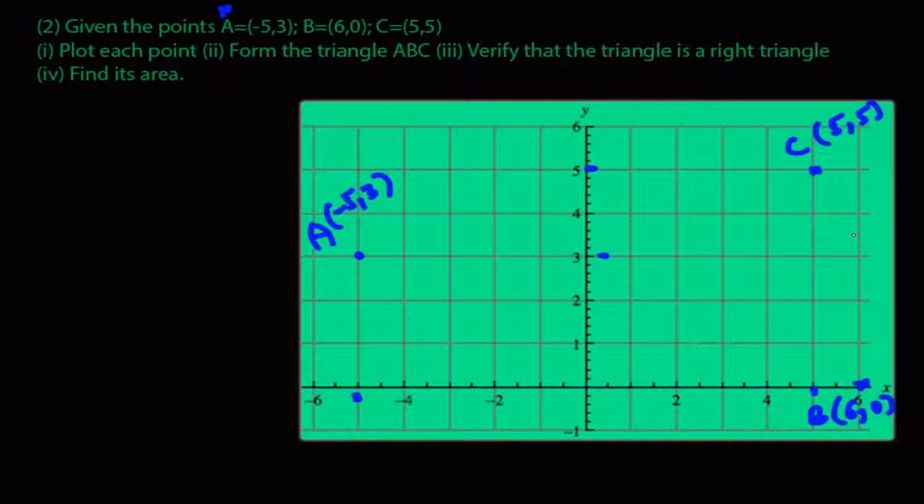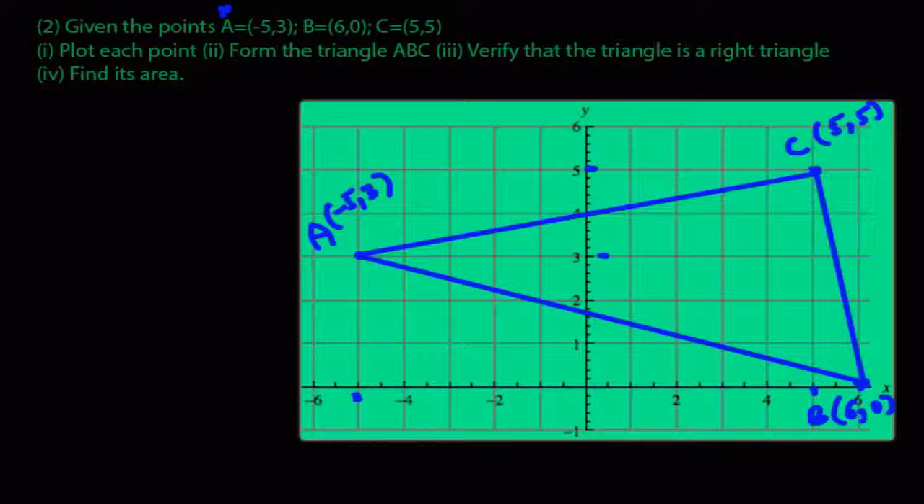Now I've plotted the points. So we're told to form triangle ABC. So I'm told to join the triangle. So the first point is this. So this is my first point, followed by this, join to this, and then join to this finally. Now this is my triangle here.